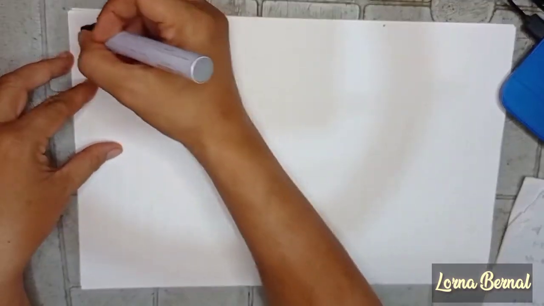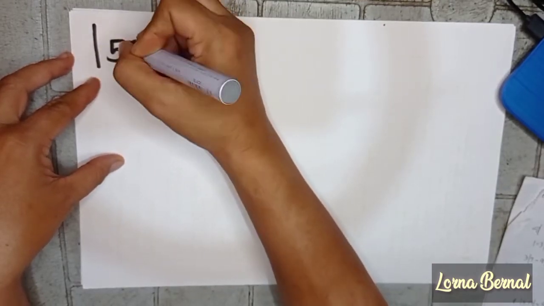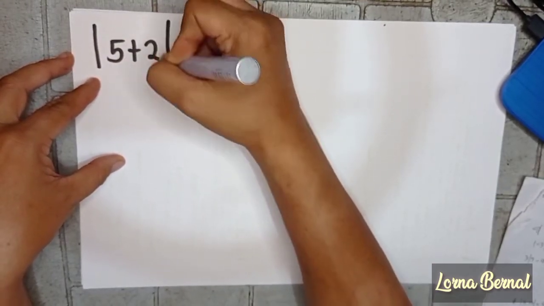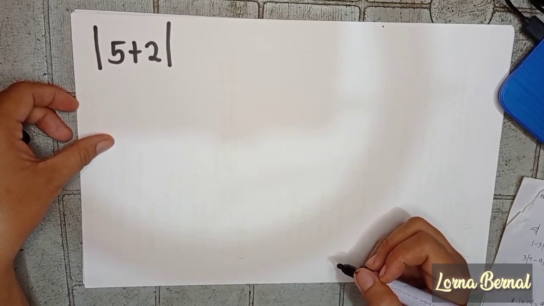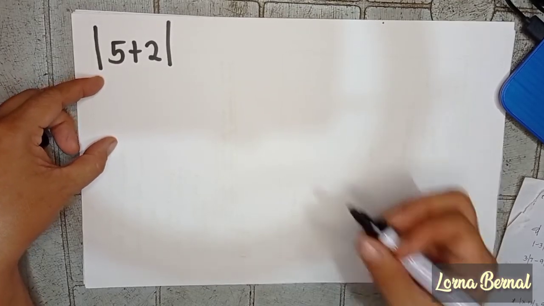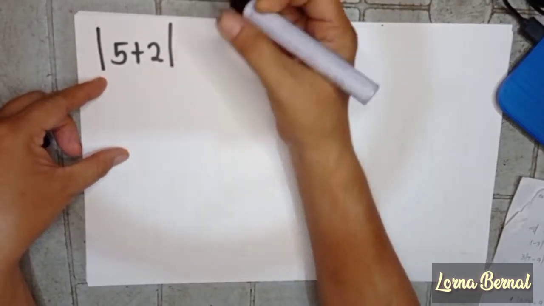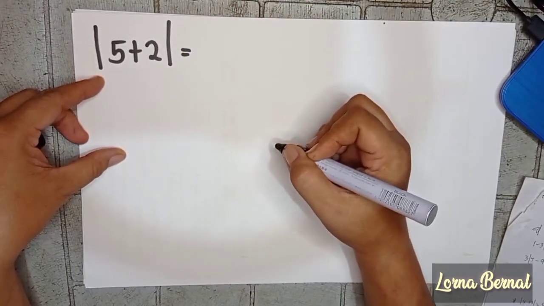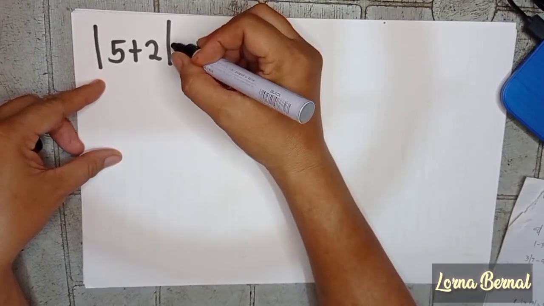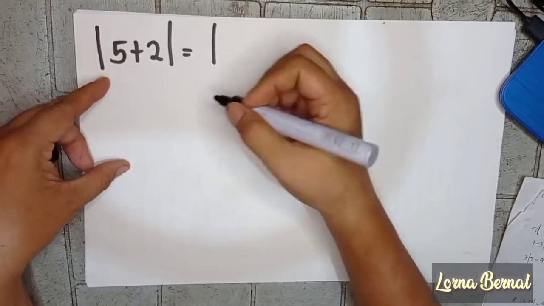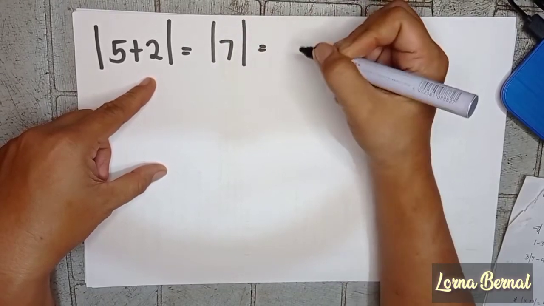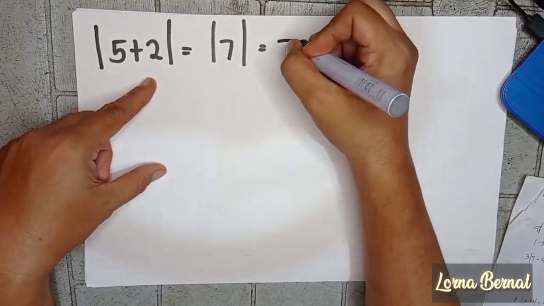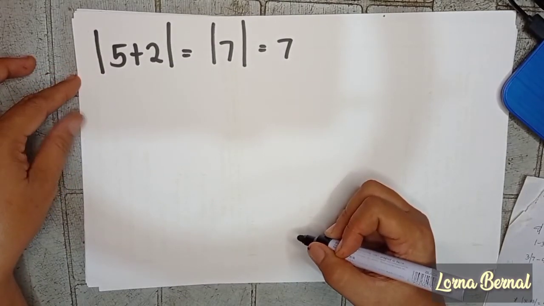Let's take another example again. For example, you are asked to evaluate the absolute value of 5 plus 2. The absolute value signs will be taken as grouping symbols. So we take 5 plus 2 first, so we have 7, and then take the absolute value of 7, that is now equal to 7.